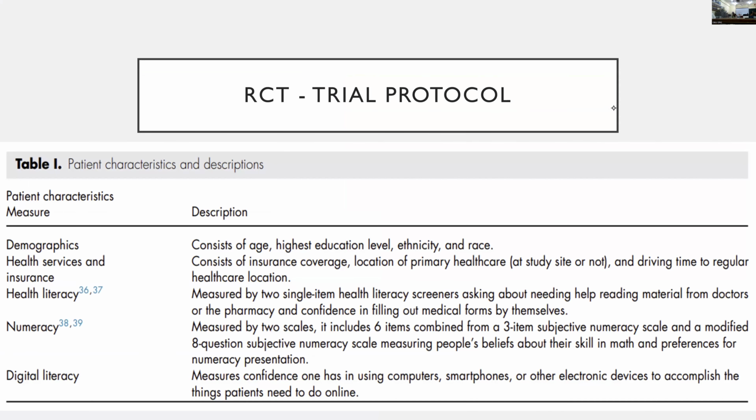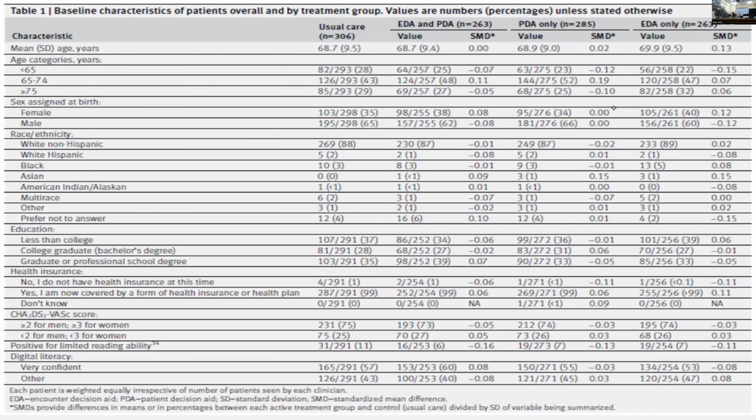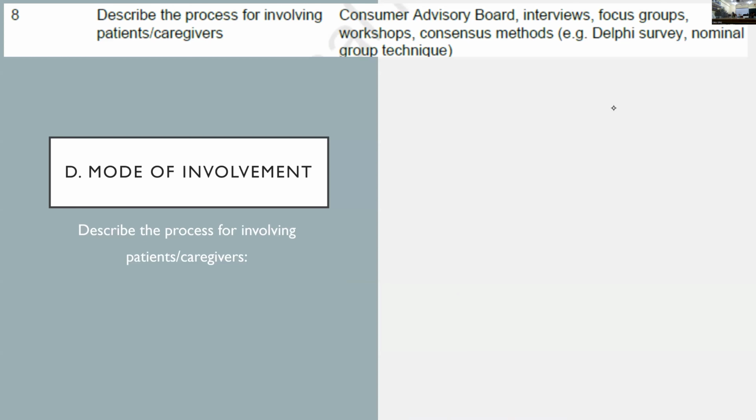Now from the RCT, they have given detailed patient characteristics. They looked at demographics, health services and insurance, health literacy, and numeracy. So any particular preference for numerical or digital literacy, because they felt that this is something which would help or which would limit them using an online aid. So these were the baseline characteristics. We'll look at it in the RCT.